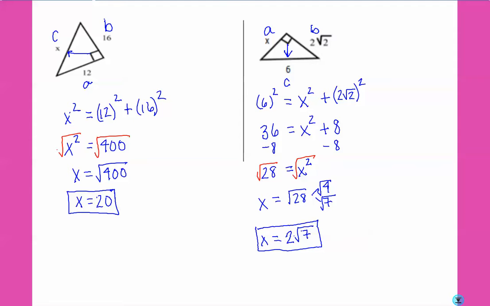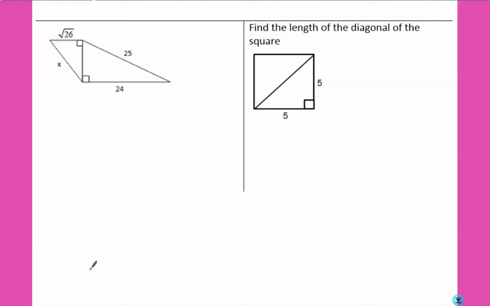Let's look at one where we have two triangles stuck together. So we are trying to find x in this triangle here. And that's our C side because it's across from the right angle. But we don't know what this side is. Maybe this triangle can help us. We have a 24 and a 25.